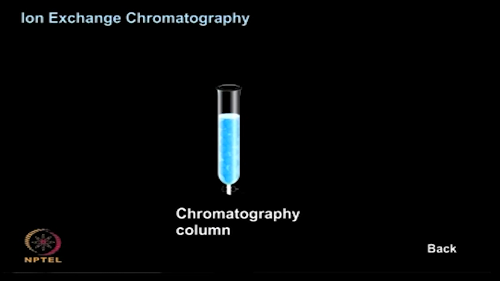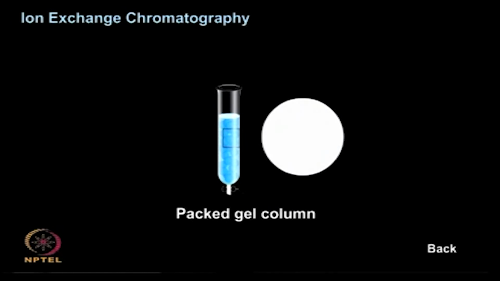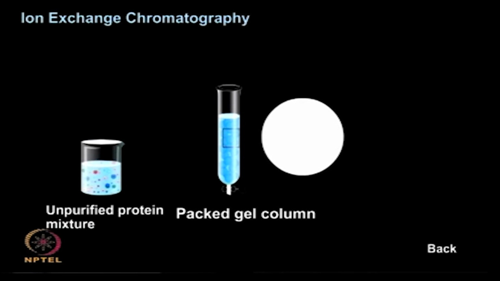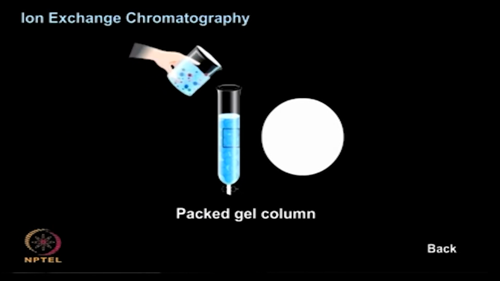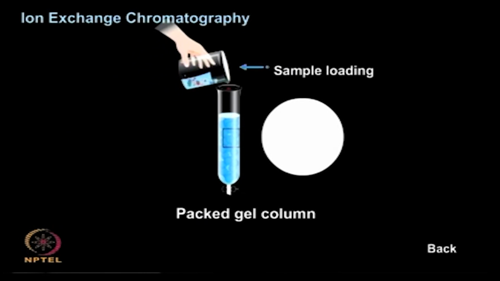The column is packed with a suitable cation or anion exchange resin, depending upon the charge of the protein that needs to be bound to the column and purified. The anion exchange column is then loaded with the impure protein mixture consisting of various positively and negatively charged proteins.